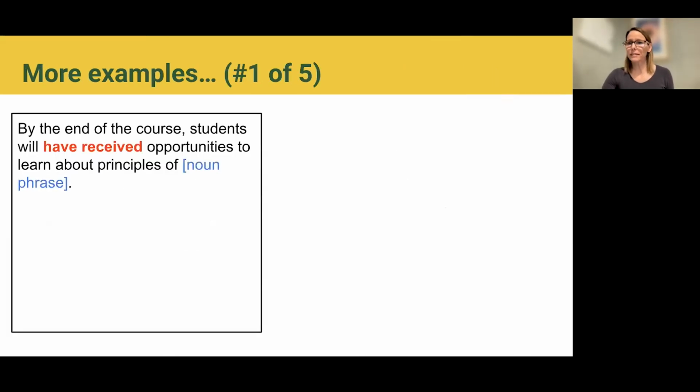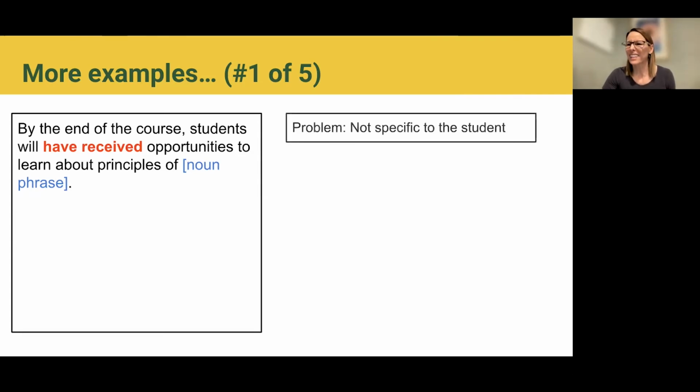I have 5 quick examples for you to click through. Where there's something wrong with the one on the left, let's figure out what's wrong with it and then figure out just a little way to modify it and make it better. But this first one I have in red, have received. By the end of the course, students will have received something. What's wrong with that? It's not specific to the student. If they have received something, it's the action of the instructor that has given them that something.